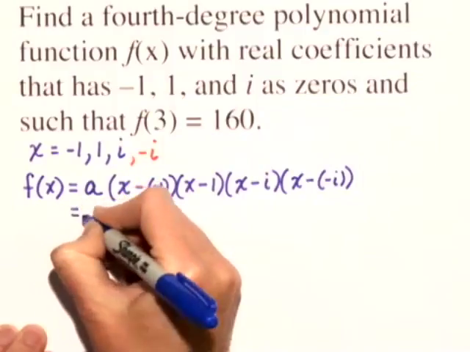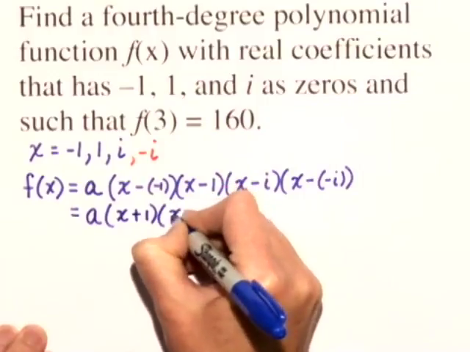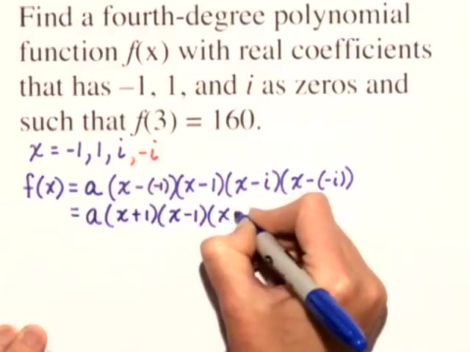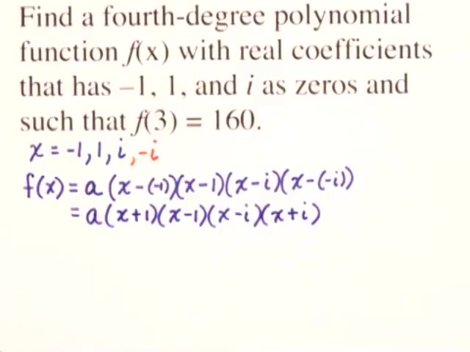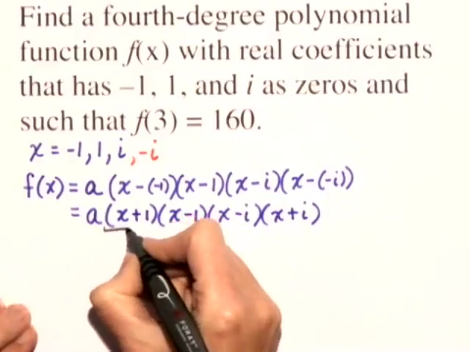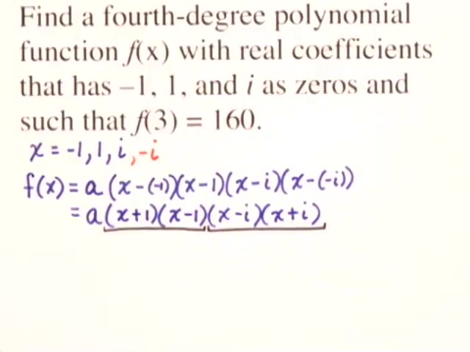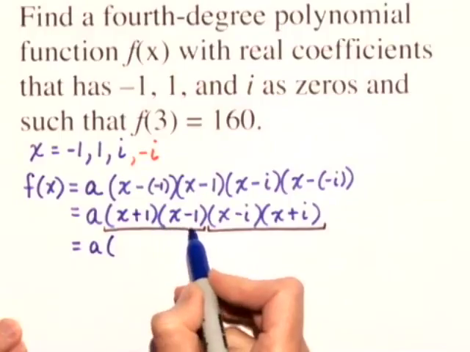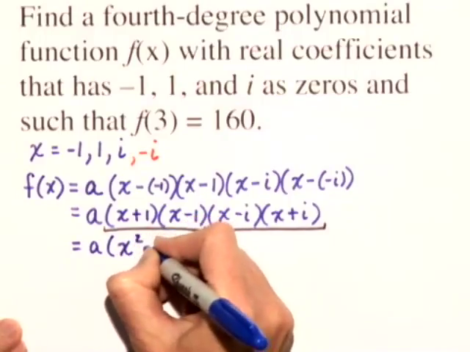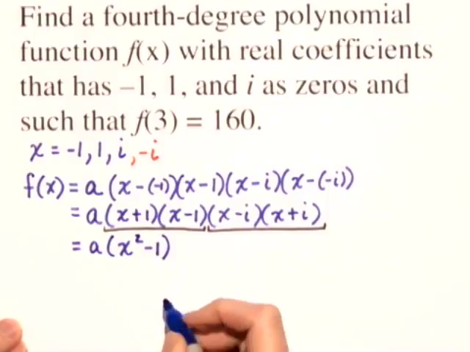Let's do some simplifying. We get a times the quantity x plus 1 times the quantity x minus 1 times x minus i times x plus i. Now, when we simplify this, let's multiply out the x plus 1 times x minus 1 first, and we'll also multiply out the x minus i times the x plus i. So we'll have a times, well, if we multiply x plus 1 times x minus 1, that just becomes x squared minus 1 because our outside terms and our inside terms cancel.